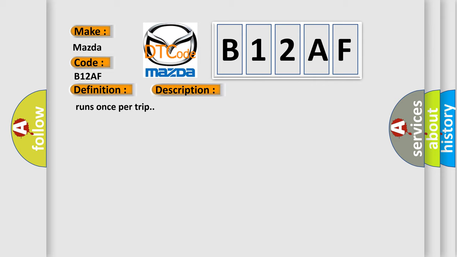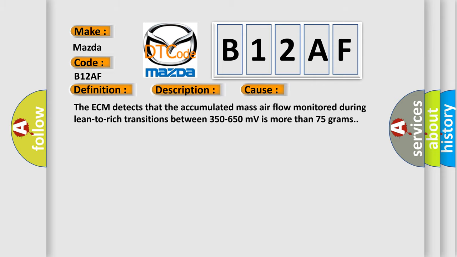This diagnostic error occurs most often in these cases. The ECM detects that the accumulated mass airflow monitored during lean-to-rich transitions between 350 to 650 millivolts is more than 75 grams.